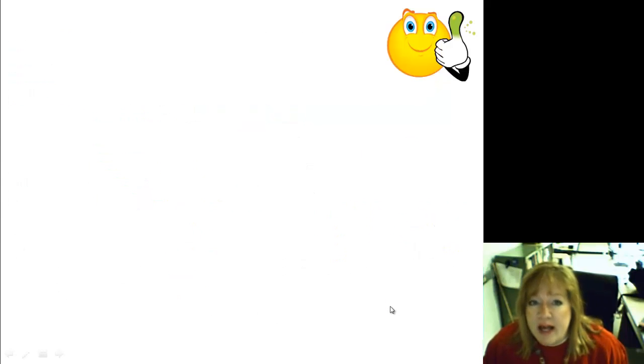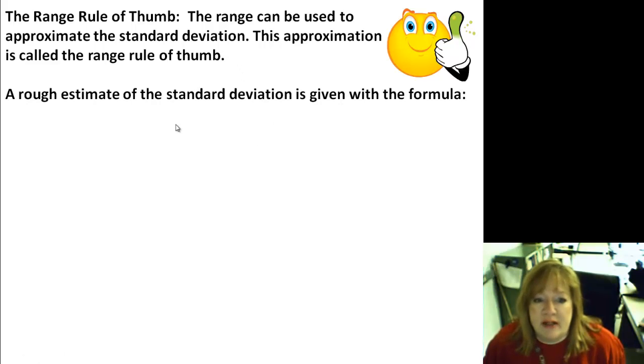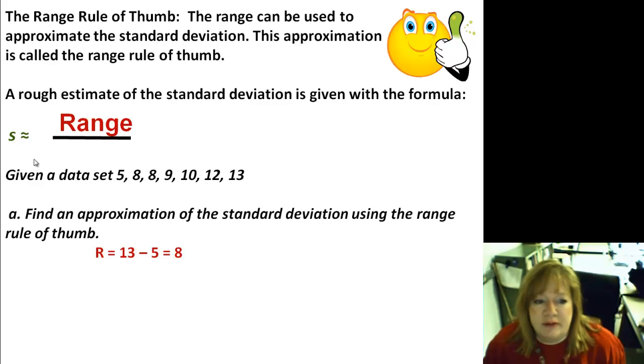Okay, we're going to head into the range rule of thumb. This is a quick and easy way to compute standard deviation. It is just an approximation, so a rough estimate of the standard deviation can be given with the formula. Notice your book a lot of times uses equal signs. I use the squigglies because that means approximately equal to.